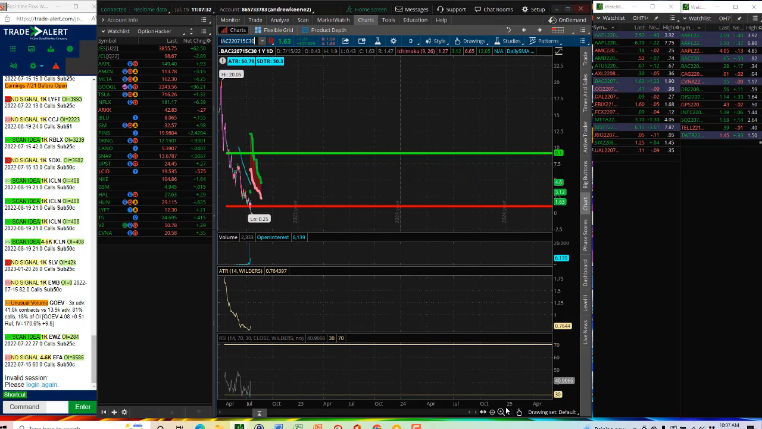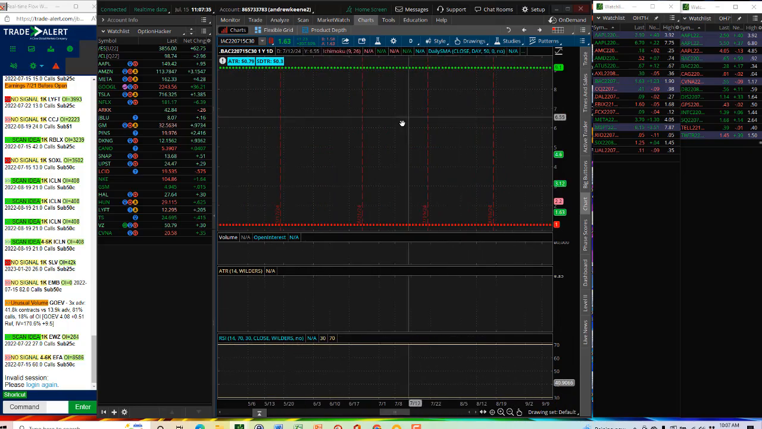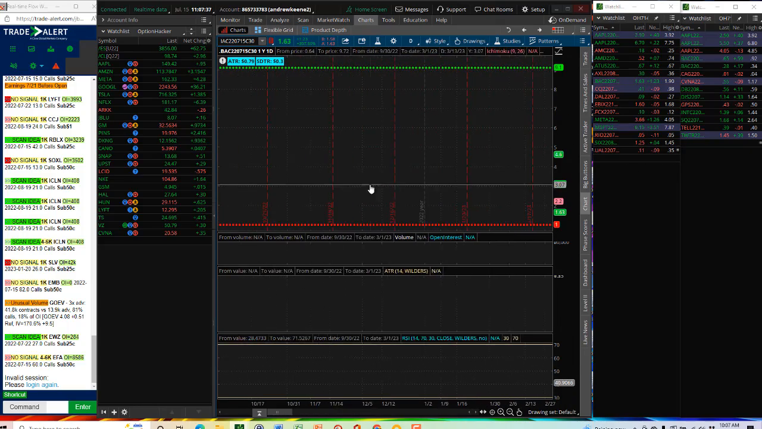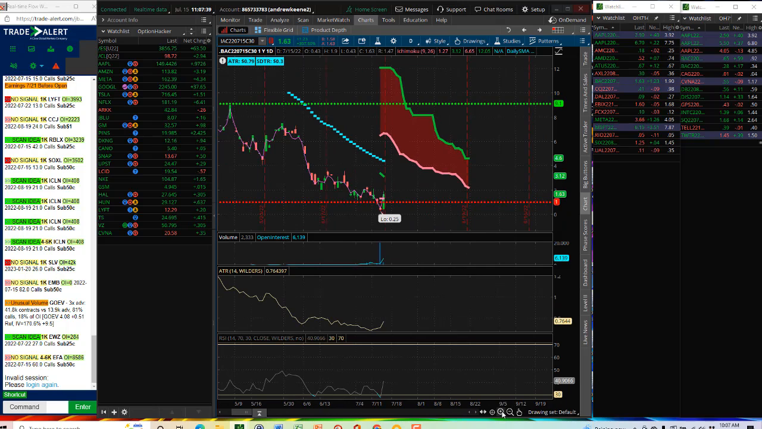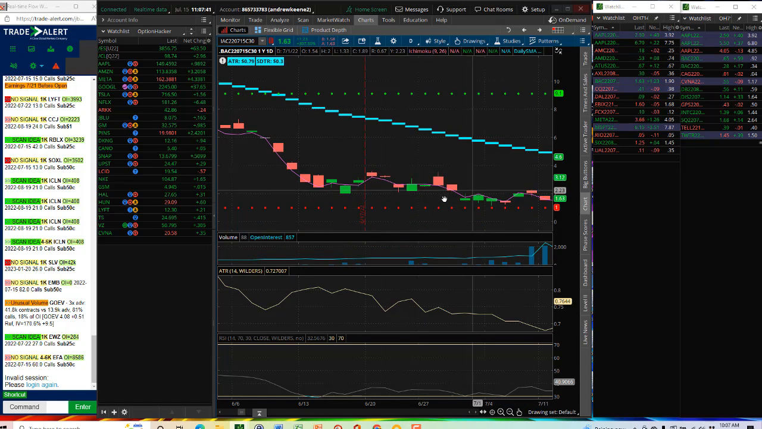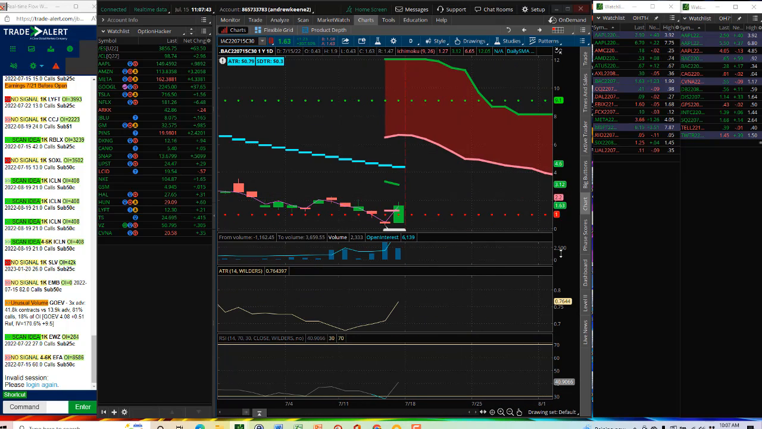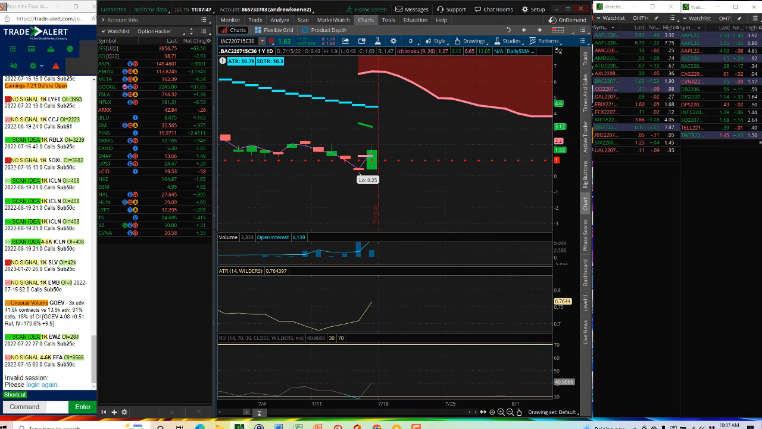We see the big volume spike from yesterday. This is on the daily chart. So there's the volume spike. Today, that option traded up to $1.90.